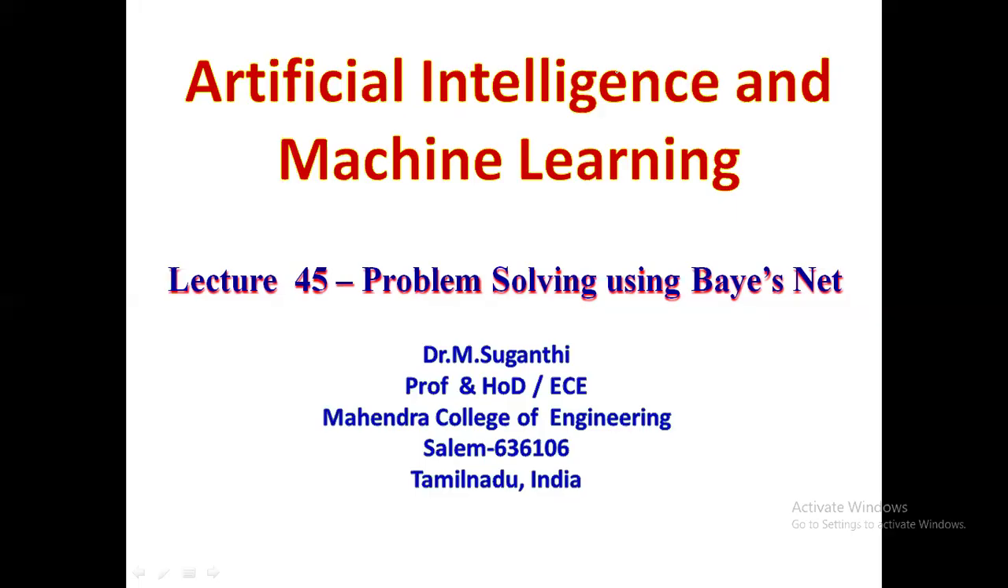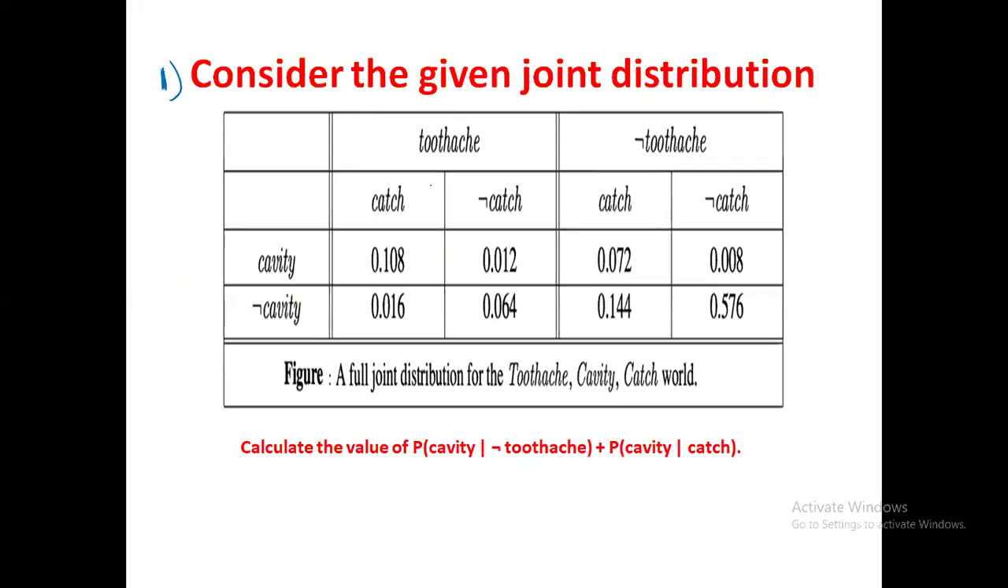In this lecture, we'll discuss one problem using the Bayes net. Before going into the Bayes net problem, we'll see some inference problem. Consider the given joint distribution, which we have seen in the previous lecture. Toothache, toothache bar, catch, catch bar. Here under toothache bar, catch bar, we have cavity and cavity bar. The detailed discussions we have seen in the previous lecture.